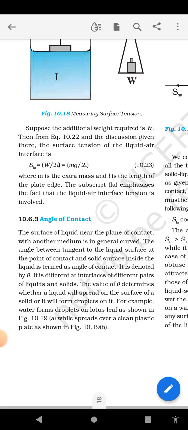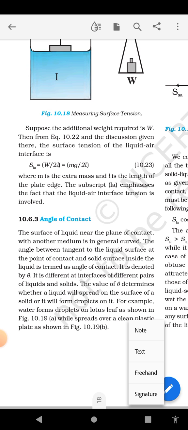Angle of contact. The surface of the liquid near the plane of contact with another medium is in general curved. When we put a liquid inside any beaker, it usually has a curved shape. Mostly, what we see in daily life is a concave shape. The angle between the tangent to the liquid surface at the point of contact and the solid surface inside the liquid is termed the angle of contact.